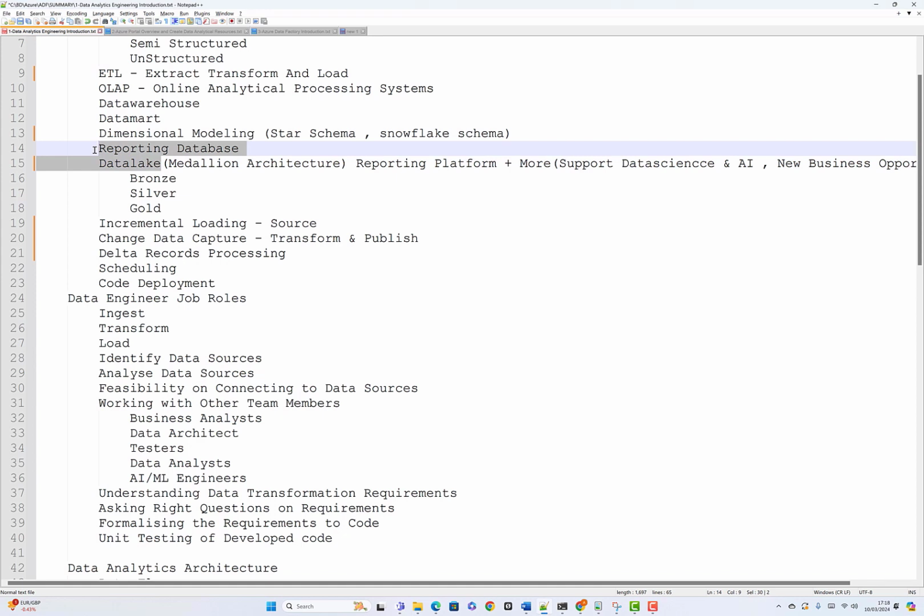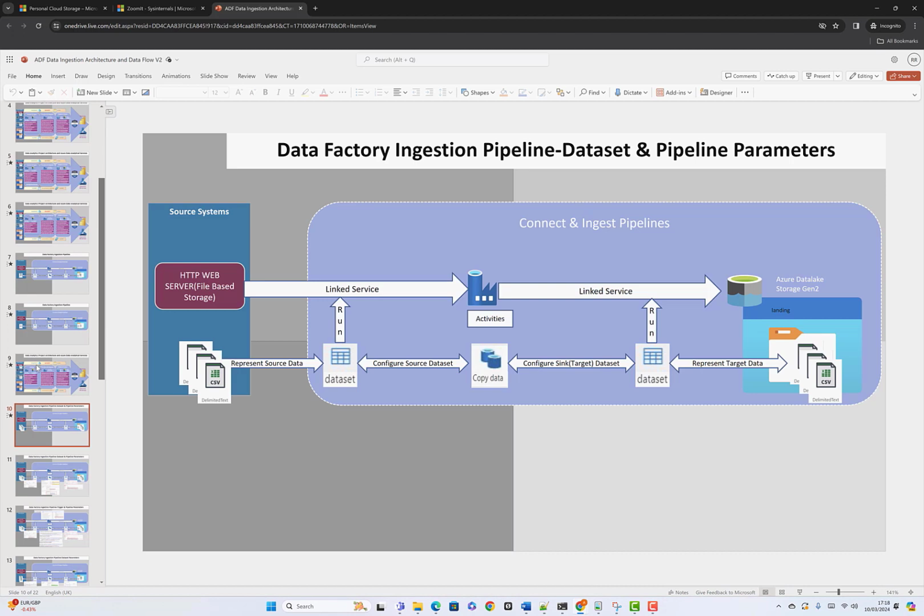Let's say for this example, we have loaded into a relational database as a star schema. Can both the ML people and the reporting users use the same database? No. The answer is no.